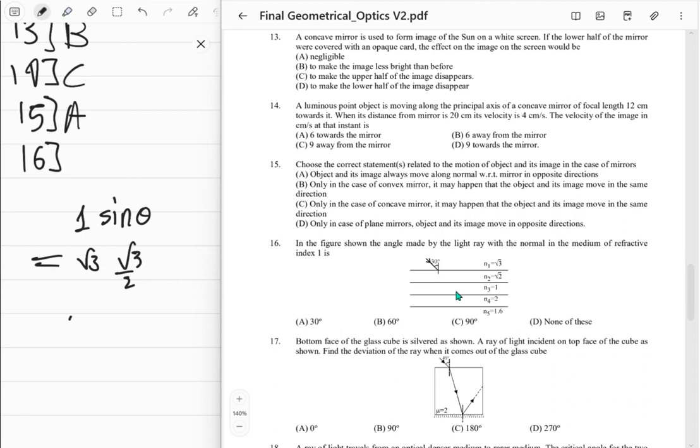Oh, wait, what? But clearly n sine theta must be constant. That's what we always do. So then, what? It's going to be 3 upon 2, but then sine theta can never be 3 upon 2. That means it just got reflected before even entering this, right? Yeah, that's what it means. It never entered it.